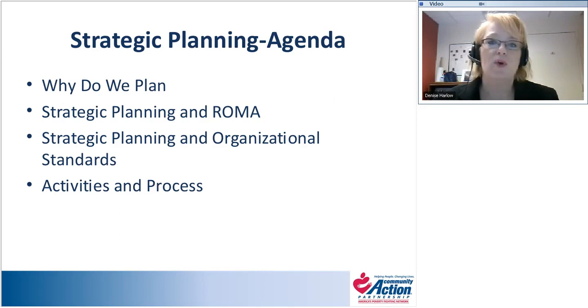The organizational standards are, I know, on people's radar screen, and the call to have agencies across this country do strategic plans is perhaps going to be a new element for some agencies. So we'll talk about what elements of the organizational standards overlay with the strategic planning perspective and responsibilities of both staff and board members.